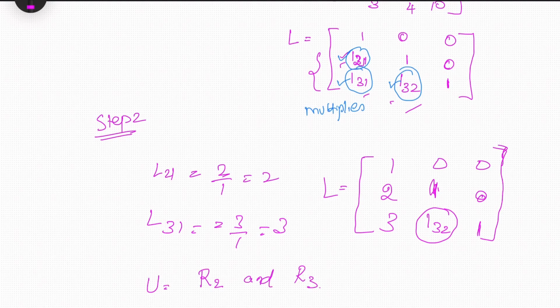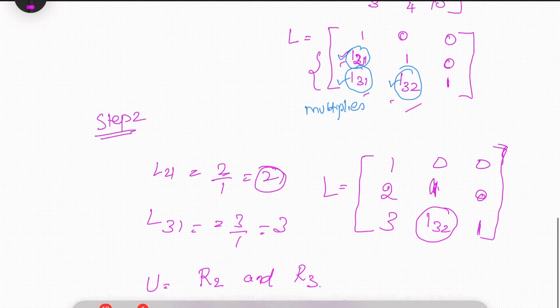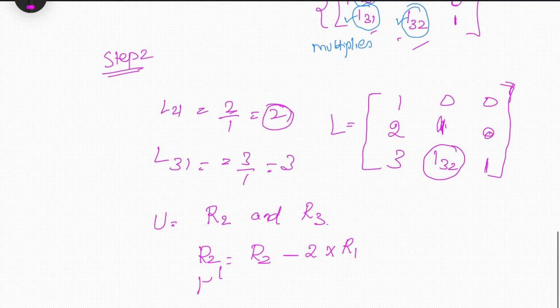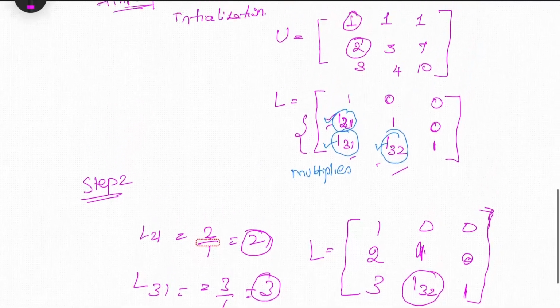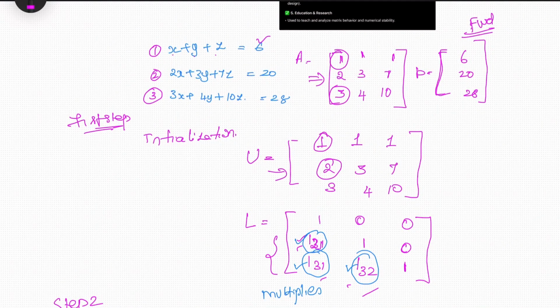So my U value, upper triangular value, is going to be what? The same thing: 1, 1, 1, 2, 3, 7, 3, 4, 10. Okay, now my lower triangle value is going to be what? 1, 1, 1. Okay, here I have 0 and here 0.